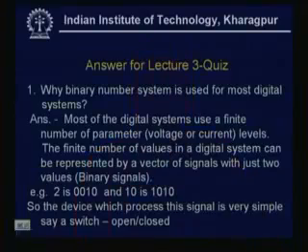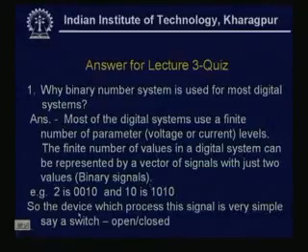Now, as we know, most digital systems use a discrete number of parameter levels, say voltage levels or current levels, and a finite number of values in a digital system can be represented by a vector of signals with just two values. These are binary signals, which can be represented by a string of 0s and 1s, such as 0 0 1 0, or 1 0 1 0.